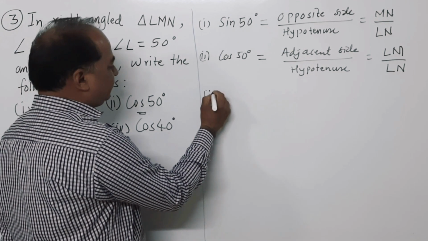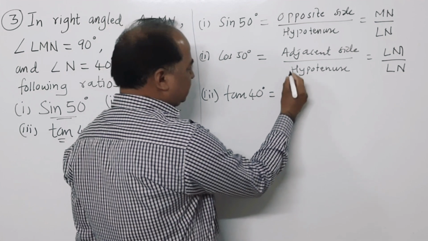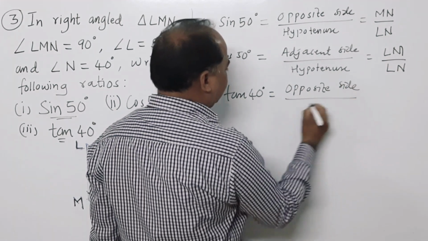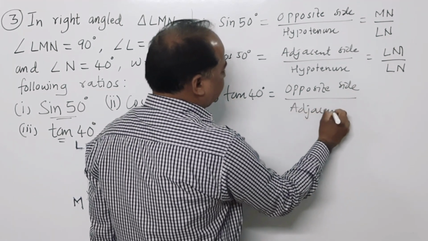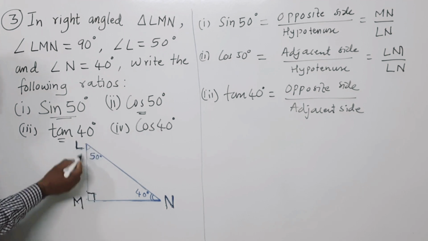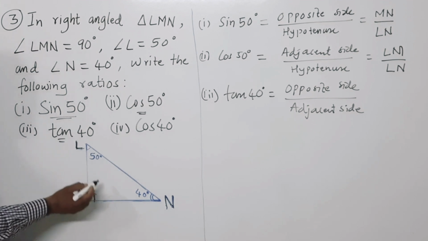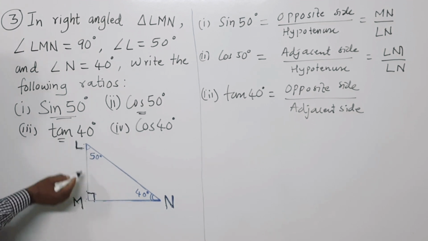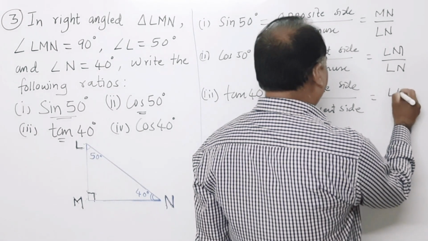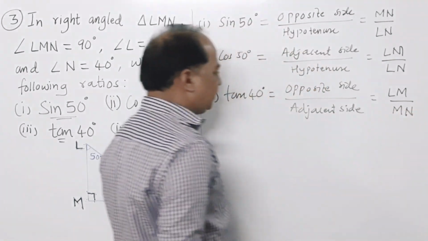Next is tan 40. Tan theta, that is tan 40 degrees, formula is opposite side upon adjacent side. Now the side opposite to 40 degrees, that is angle N, is side LM, and the adjacent side is MN. So tan 40 is opposite, that is LM, upon adjacent side MN.